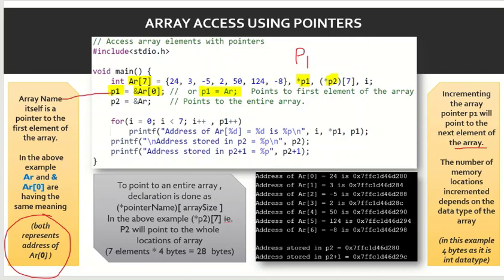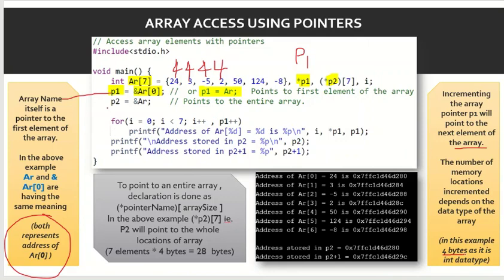The number of memory locations incremented depends on the data type of the array. In this particular example, I have used the integer data type. That means each of these elements takes 4 bytes to store the value. So if I increment this pointer p1, it will actually increment by 4 bytes. Let's see how it is done.